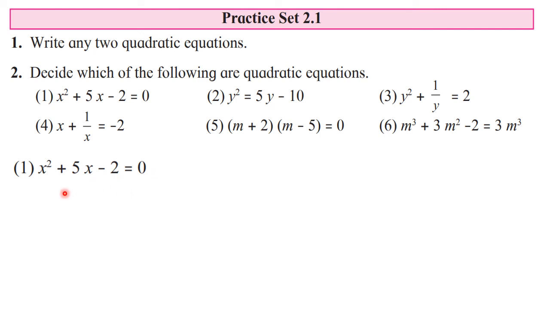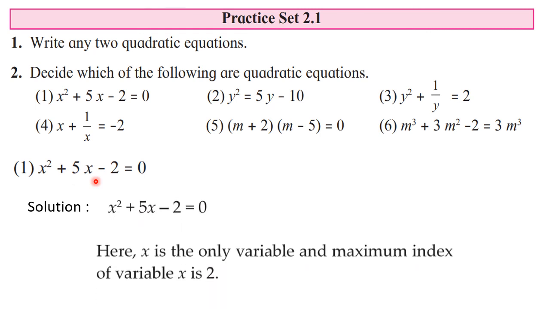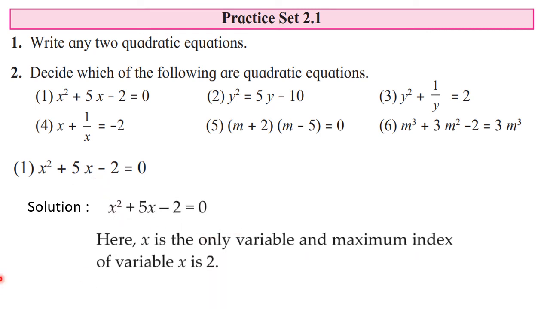So here you can write down the equation as we have discussed in the previous lecture, that you have to check two conditions. Whether the equation has only one variable. Yes, the equation has only one variable, that is x. So here we can write down that x is the only variable and also the maximum index is 2.